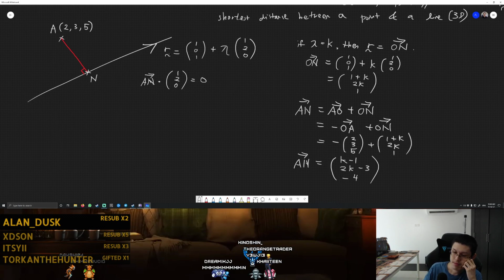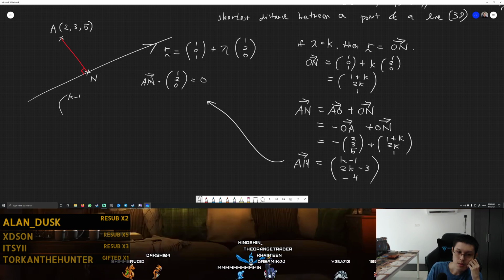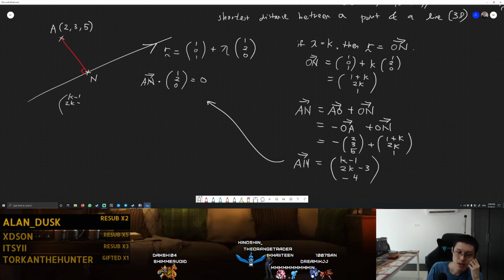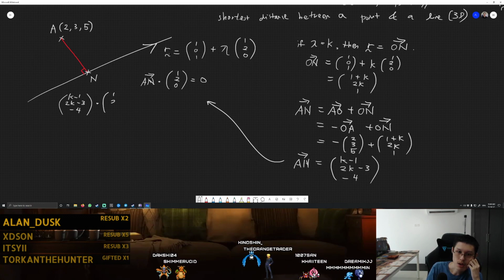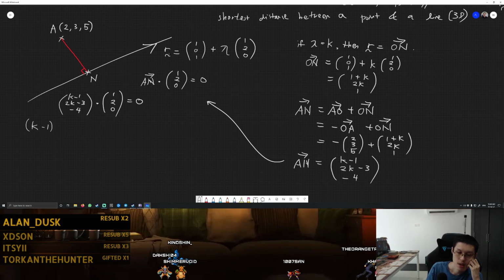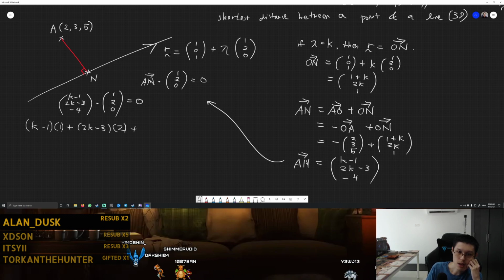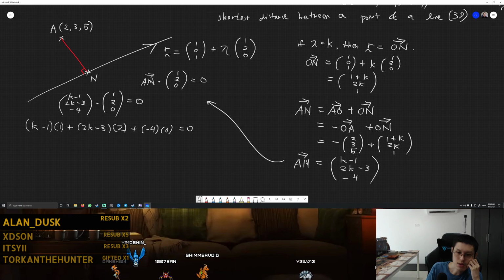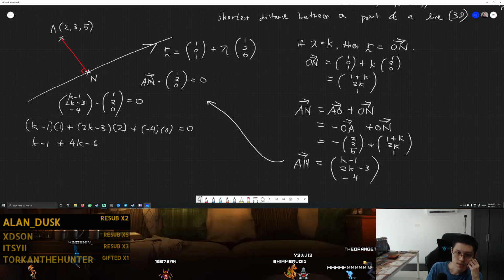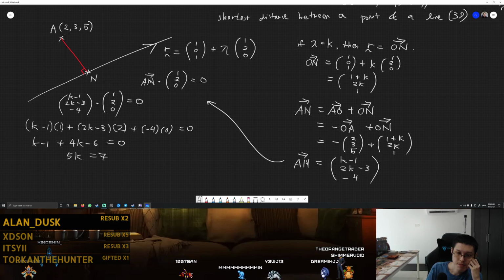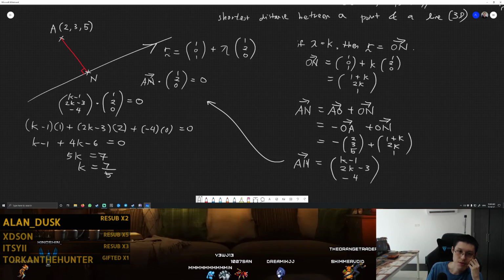So, as we said, we're going to chuck that in there. We get (k minus 1, 2k minus 3, negative 4) dotted with (1, 2, 0) equals 0. So now we're going to do the dot product. So (k minus 1) times 1 plus (2k minus 3) times 2 plus negative 4 times 0 equals 0. Expanding this, we get k minus 1 plus 4k minus 6 equals 0. So as you can see, we can actually work out what k is. K is 7 over 5.